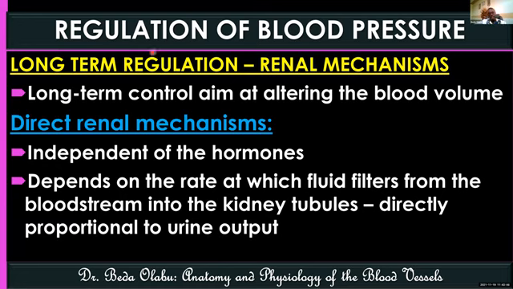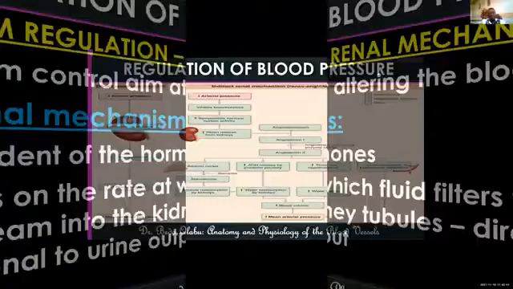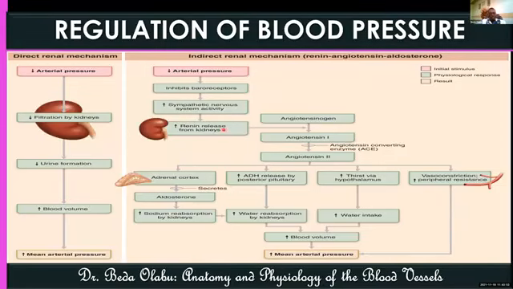I hope you've understood the direct renal mechanisms. Now let's talk about the indirect renal mechanism. The direct renal mechanism is just based on what I've told you. The indirect renal mechanism relies on the renin-angiotensin-aldosterone system. It is the indirect renal mechanism of blood pressure regulation.